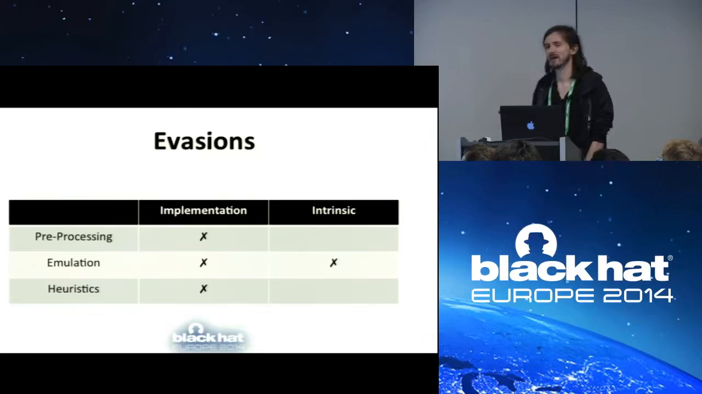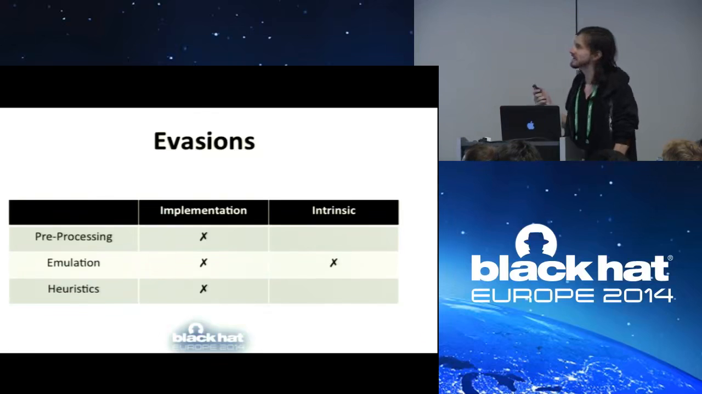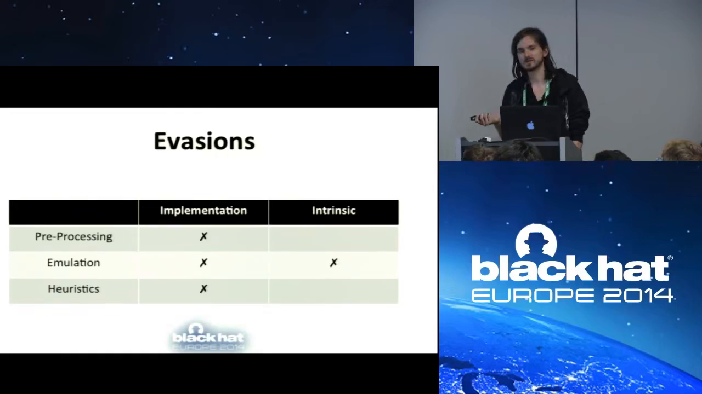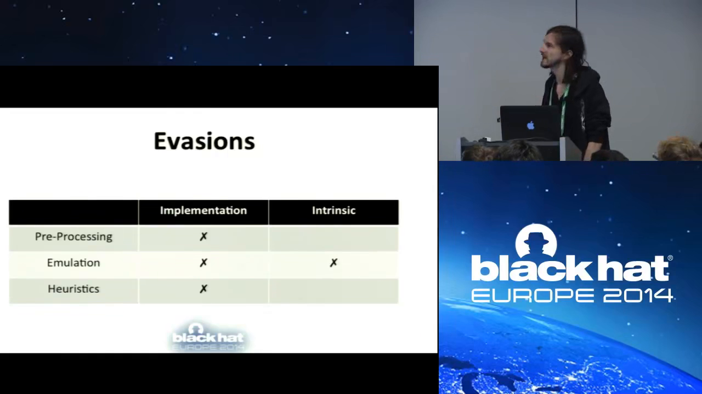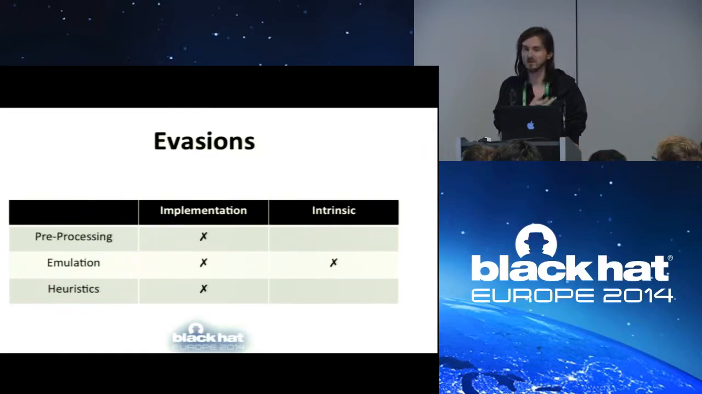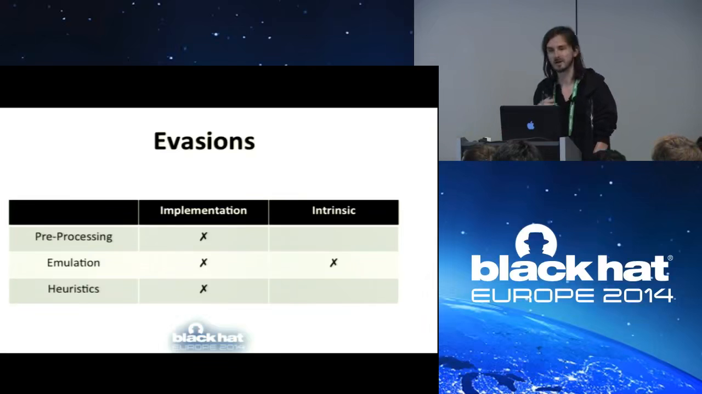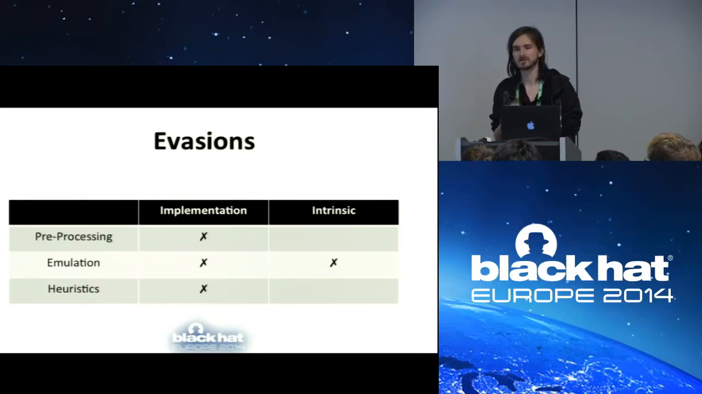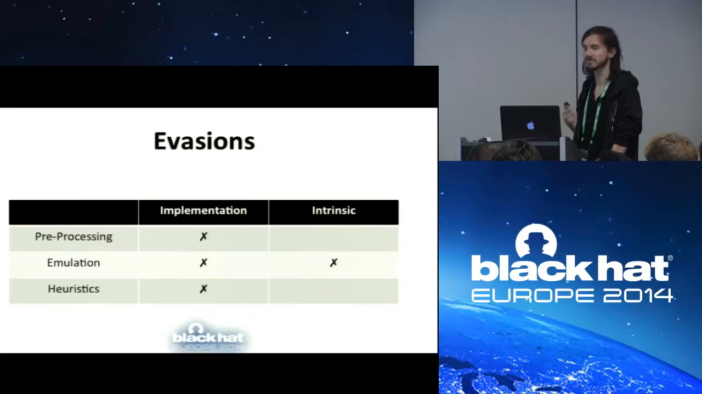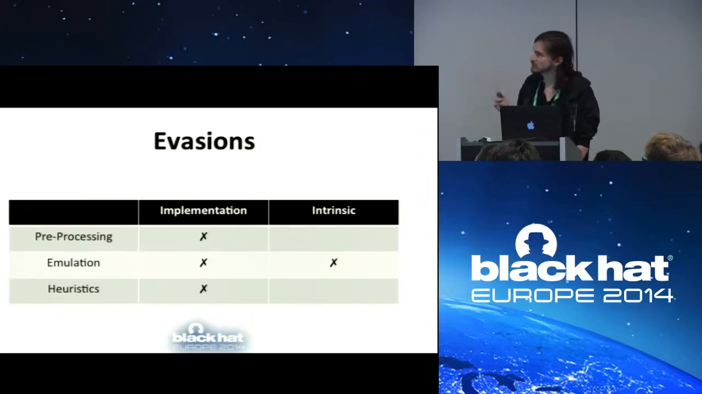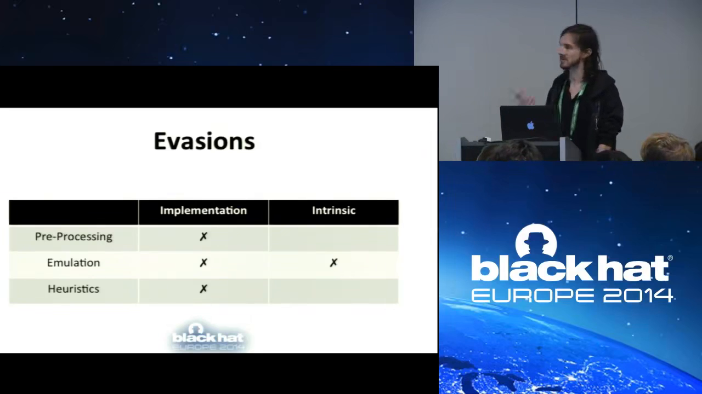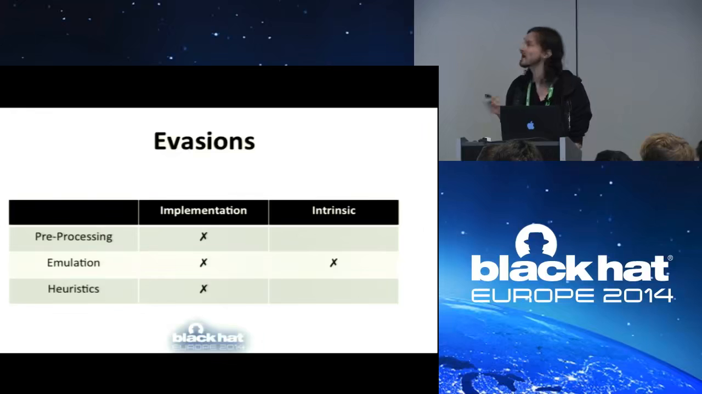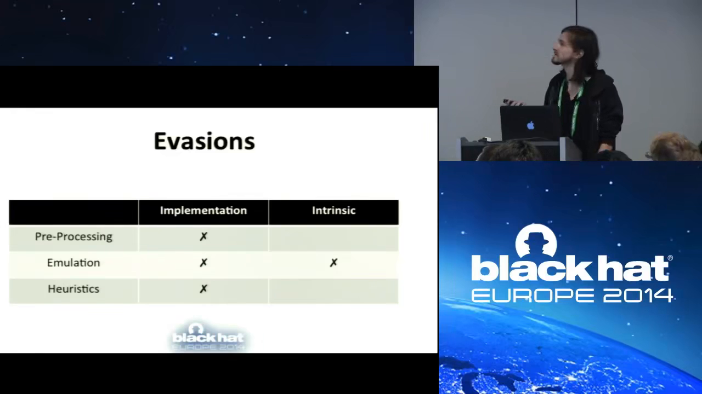So we found a couple of evasions, which we categorized in implementational and intrinsic limitations. The implementational limitations are basically limitations of these particular systems we looked at, which could possibly be mitigated by a lot of additional research effort. And the intrinsic limitations are, in our opinion, limitations which are intrinsic to the concept of EBNIDS. So even other implementations couldn't address these. In the case of the pre-processing and the heuristic steps, we found implementational limitations, and in the case of the emulation step, which is integral to the entire process, we found limitations of both kinds.